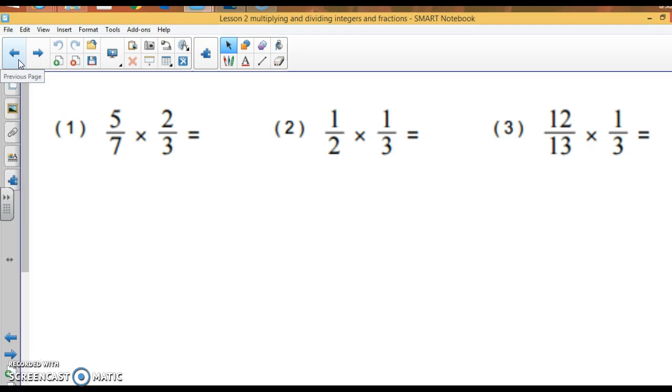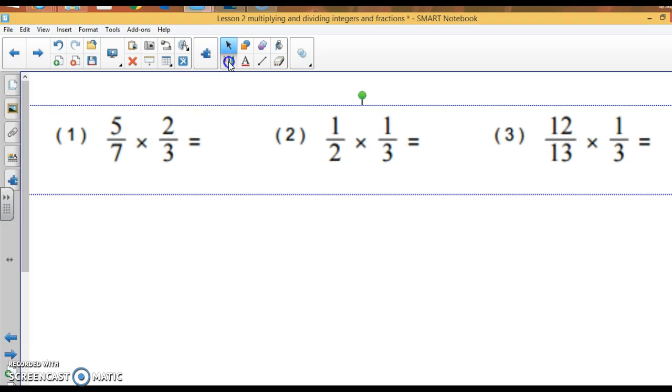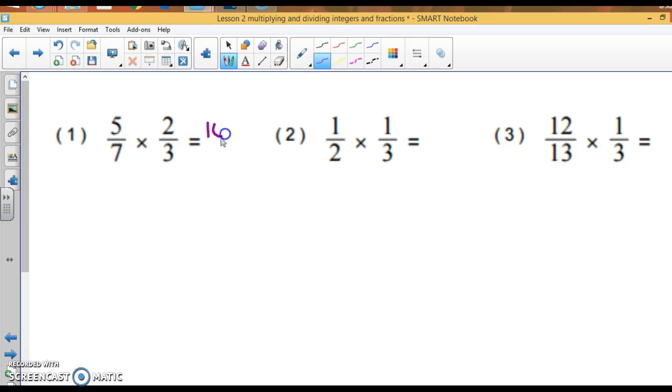All right, let's look at this. 5/7 times 2/3. Can I reduce any numerator with any denominator? No. So I multiply straight across. I get 10/21. 1/2 times 1/3. Again, no reducing possible, so I multiply straight across. 1/6. 12/13 times 1/3. I can reduce this 3 and this 12. 3 goes into 3 once, into 12 4 times. Now I multiply straight across and I get 4/13.